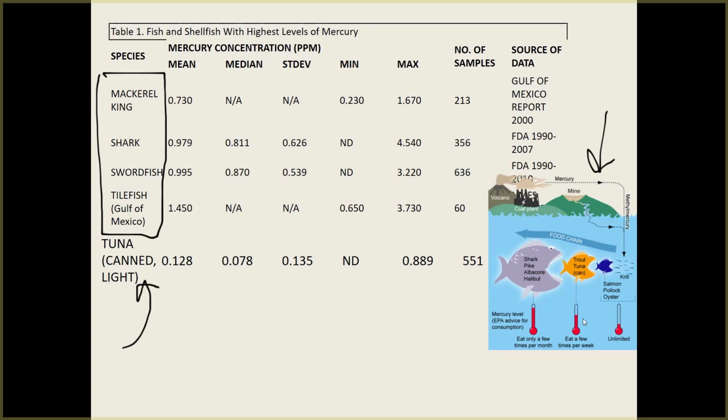Mercury poisoning is a real thing. It affects developing brains. It causes learning difficulties, and it's just something that you want to avoid.